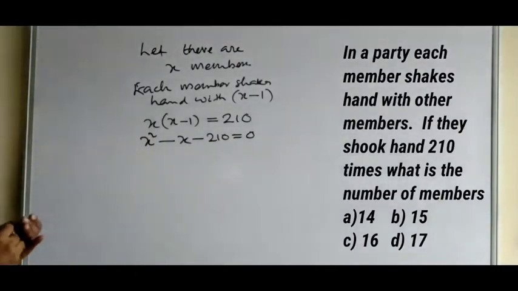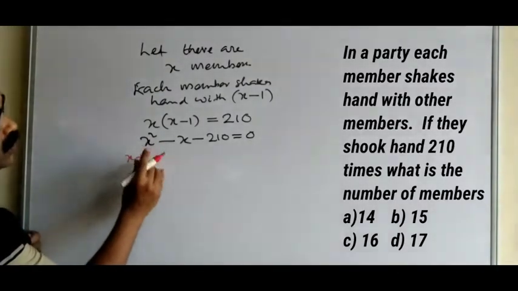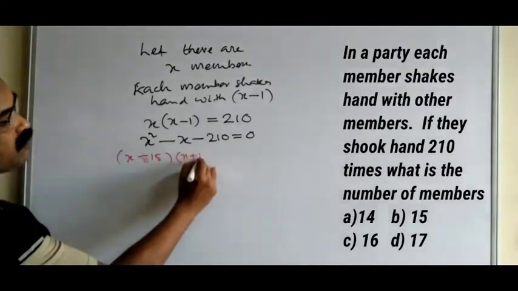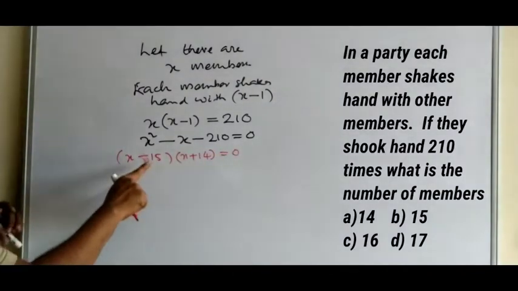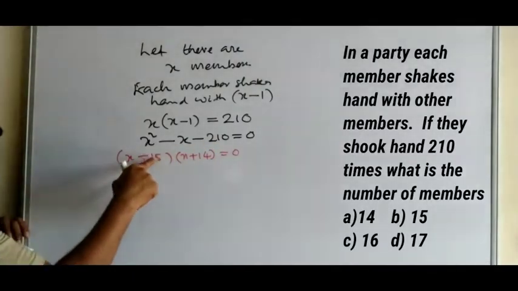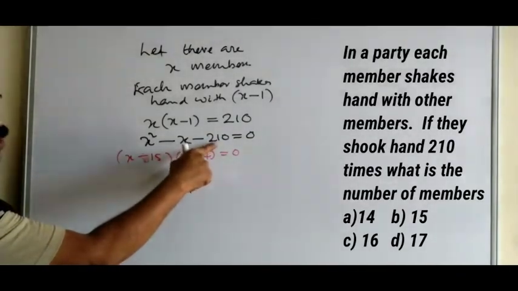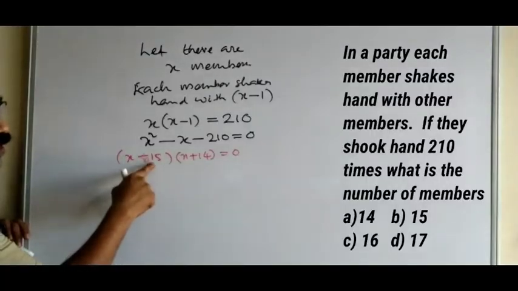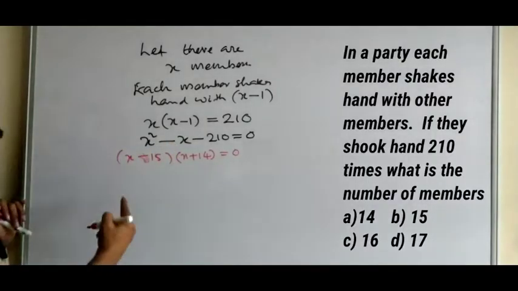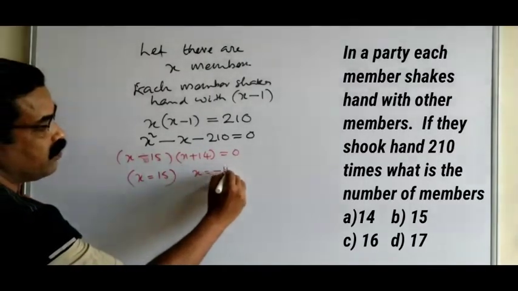I can write this equation as X minus 15 into X plus 14 equal to 0, because 15 into 14 is 210, and minus 15 plus 14 gives minus X. Splitting the middle term, what we do in the normal small classes. So here I can say X can be either 15 or X can be minus 14.